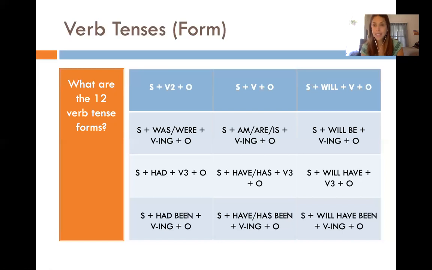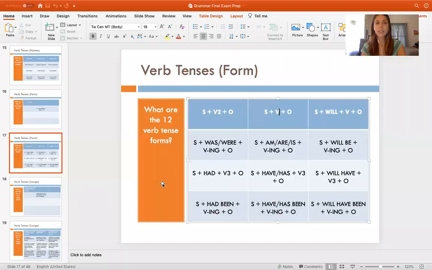Now for the perfect tense, the only thing that changes really is the fact that we are doing the past participle, which is V3. So then we're doing had because it's in the past. Have, has, because it's in the present. Will have, plus the past participle because it's in the future.